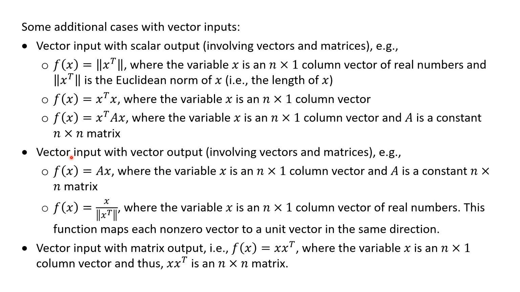Then you can have a vector input and a vector output. So f of x equals Ax, basically a system of equations here, so this is a common one. Then here you have f of x equals x divided by the norm of x. This is just the length, so you're basically normalizing your vector x, so you still have a vector.